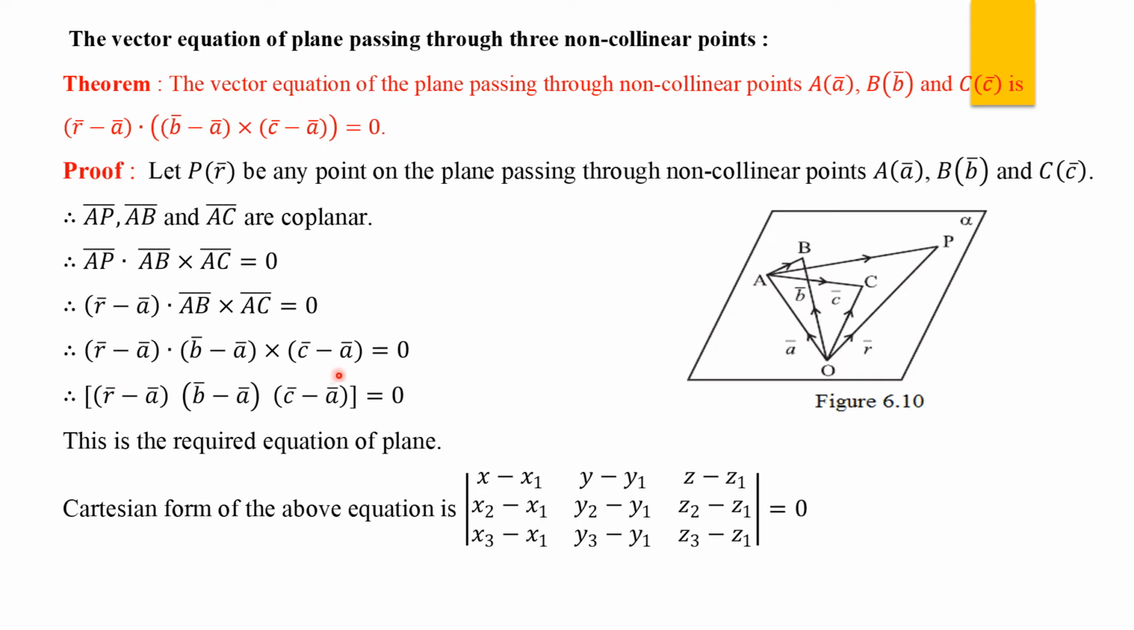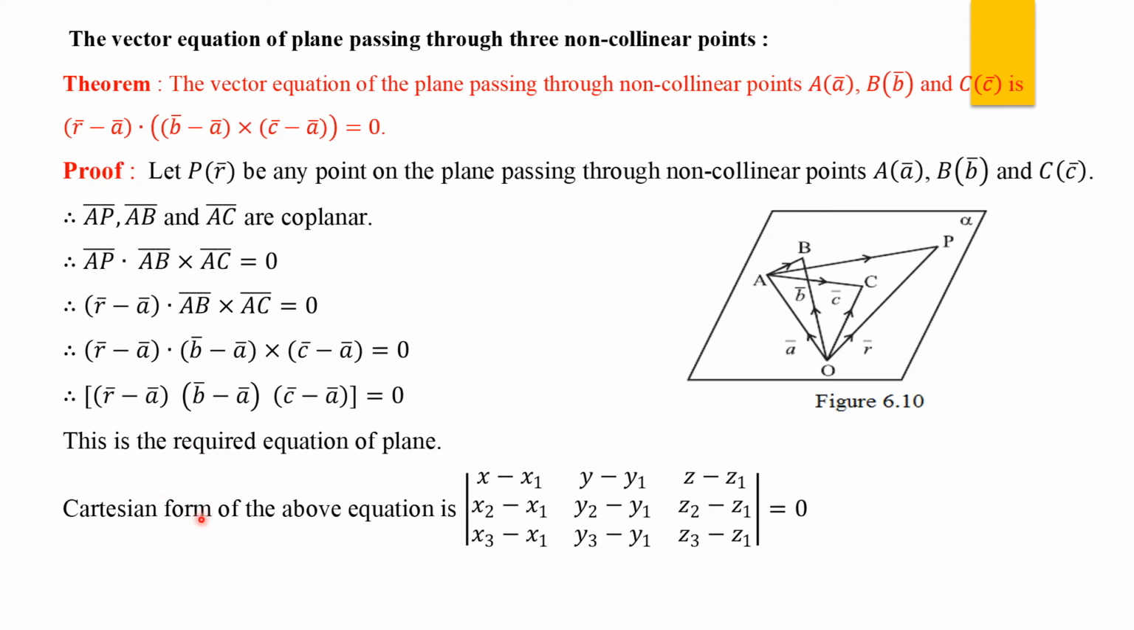This is the scalar triple product or box product. That is, in box, r vector minus a vector, then b vector minus a vector and c vector minus a vector equal to 0, which is the equation of the plane passing through 3 points.